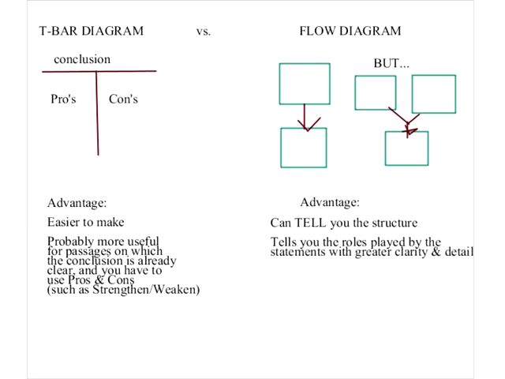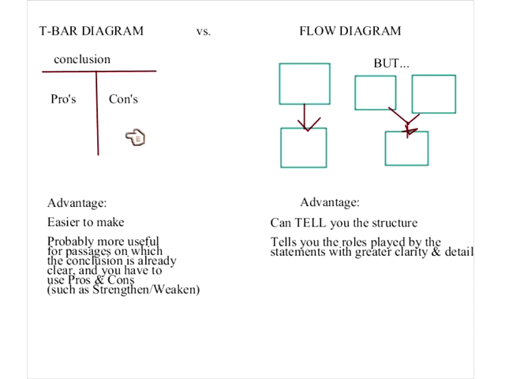Clarity meaning that you can just look at the diagram: this is going to be the conclusion, this is support, this is the opposing conclusion, this is support for the opposing conclusion. In a T-bar, you can't see all that right away. And also detail, meaning in this diagram, it's beyond pro and con. You're not going to see a whole lot else in a T-bar.